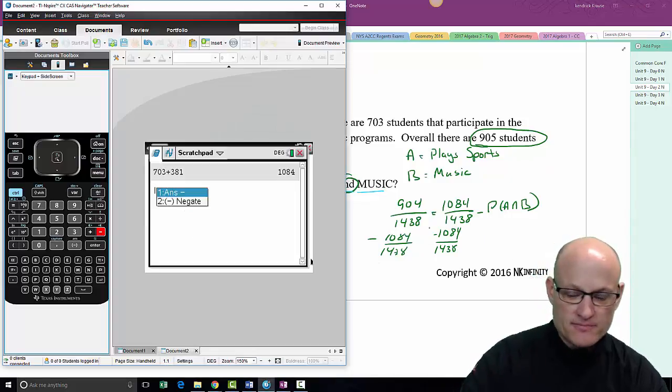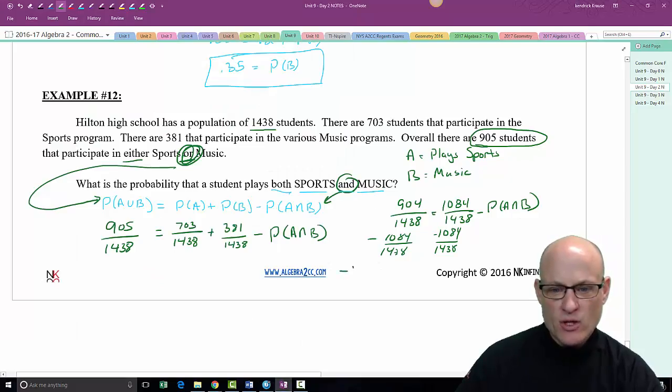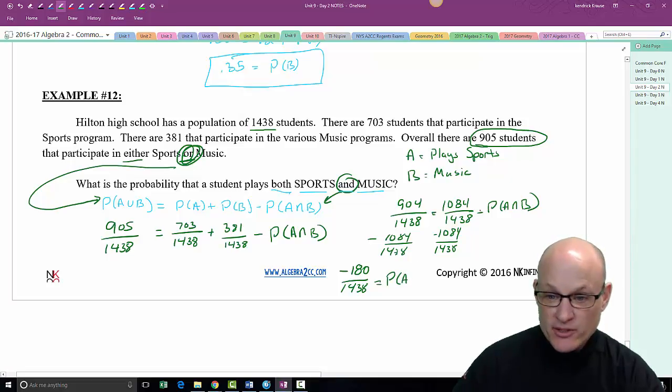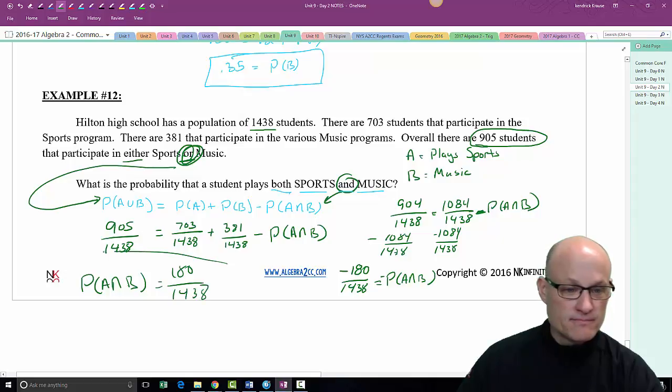So I'm going to subtract off, 904 minus 1084, so I get negative 180. So I get negative 180 over 1438 is equal to, see how it's minus here, the negative probability of A and B. So what's the question asking for? What is the probability a student plays both sports and music? Well, the probability that they play both sports and music is 180 over 1438. There it is right there.